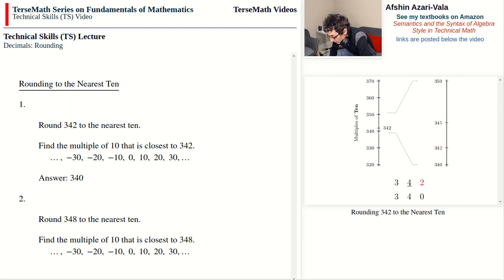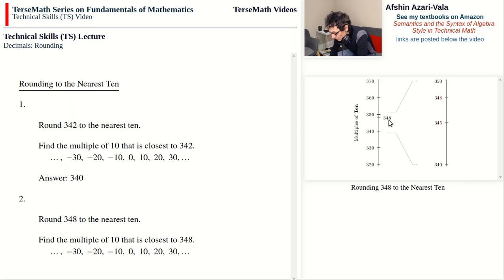Let's now go to the next image. 320, 330, 340, 350, and so on. And again, 348 is between 340 and 350, so it will round to one or the other. And to figure out to which one, we need to find out to which of the two it's closest to. And we compare that to 345, again, the midway point between 340 and 350.